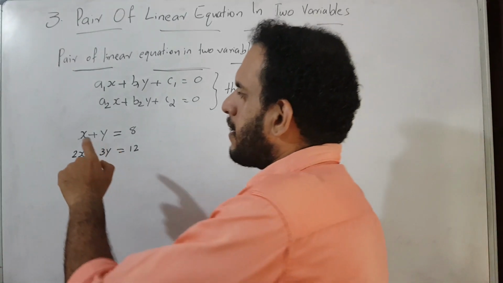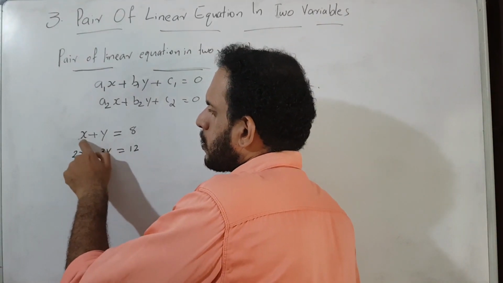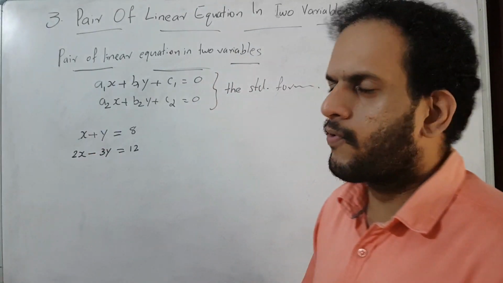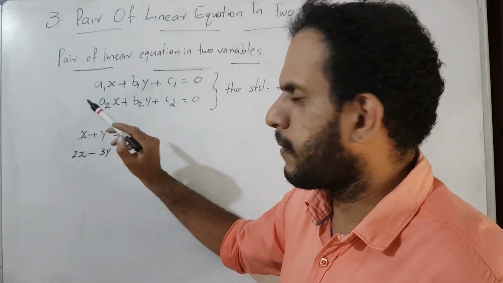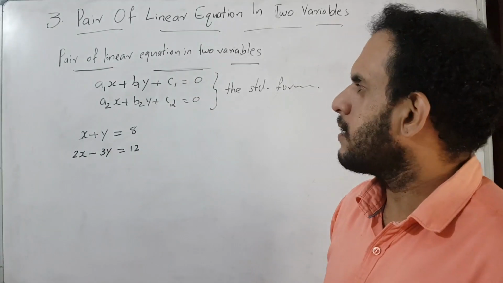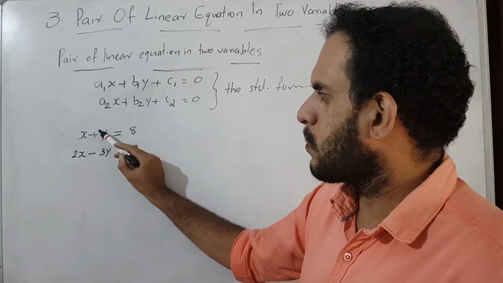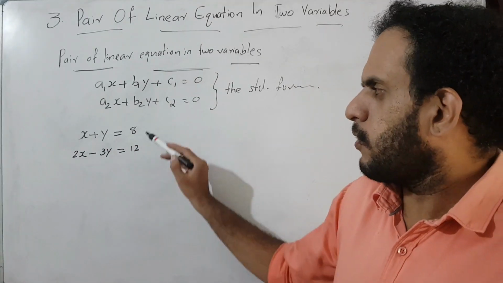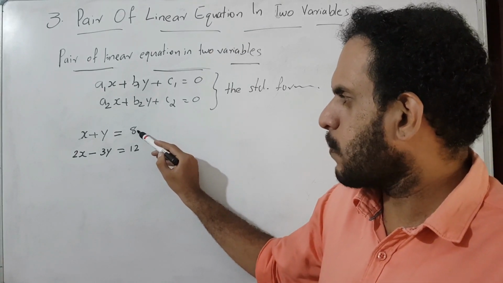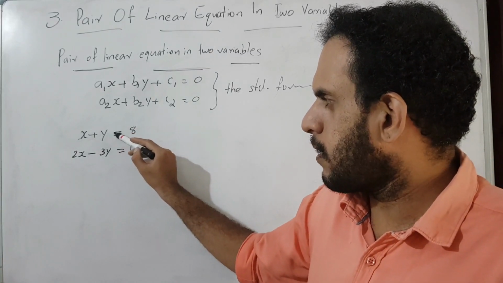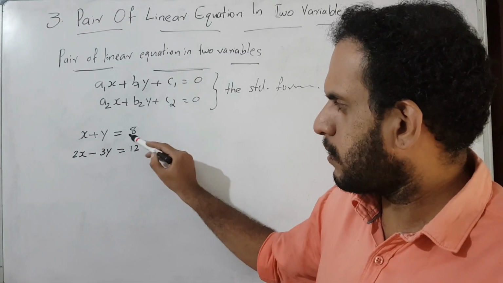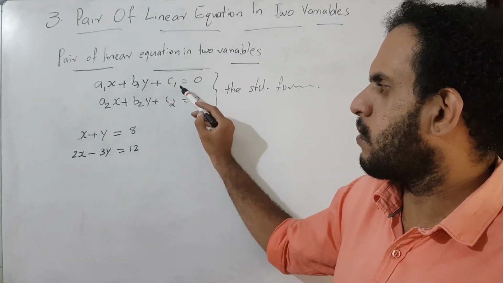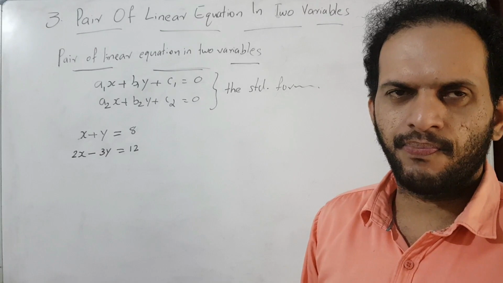So here, what is the value of a1? This is the first equation. The coefficient of x is 1, correct? Then what is the value of b1? b1 is also 1. To make the standard form, we transpose 8 to the left, then it becomes minus 8. Then only we get the form equal to 0, correct? So c1 is equal to minus 8.